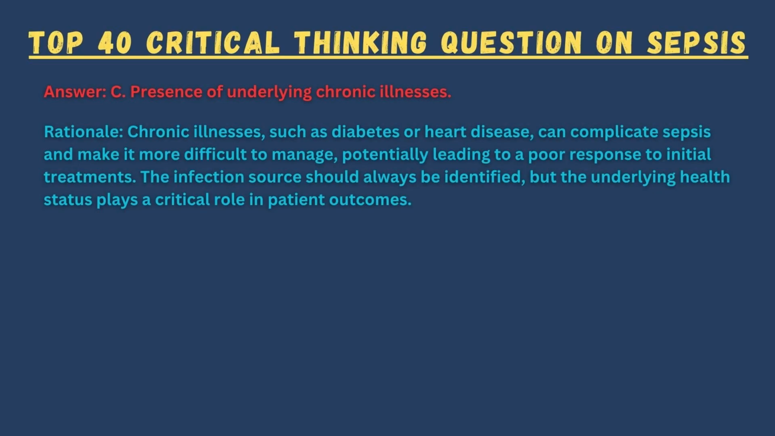Answer: C. Presence of underlying chronic illnesses. Rationale: Chronic illnesses, such as diabetes or heart disease, can complicate sepsis and make it more difficult to manage, potentially leading to a poor response to initial treatments. The infection source should always be identified, but the underlying health status plays a critical role in patient outcomes.